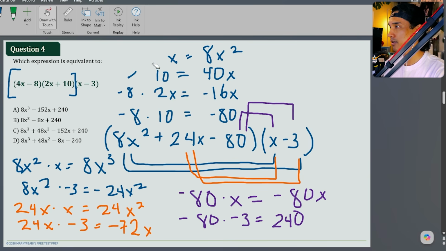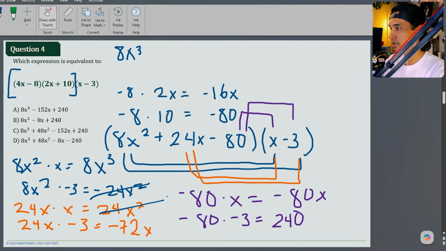And I'm just going to erase a little part of this. Our final answer is going to be 8x cubed. And then these could be canceled. So I don't need to write anything in those terms. Now, negative 72x plus negative 80x. What does that equal? That equals negative 152x. And then carry that positive 240 over here. And there you have it, folks.